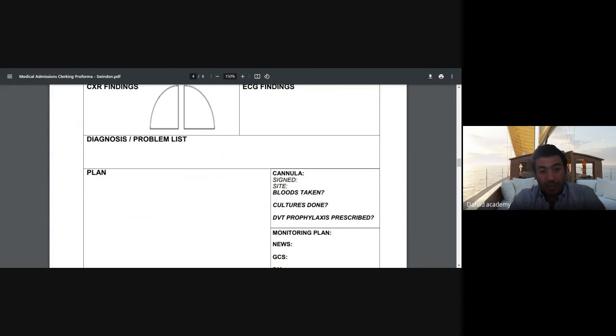But here, possible or treat as ischemic heart disease, treat as AKI on top of CKD, suspected urinary tract infection, suspected lower respiratory tract infection.